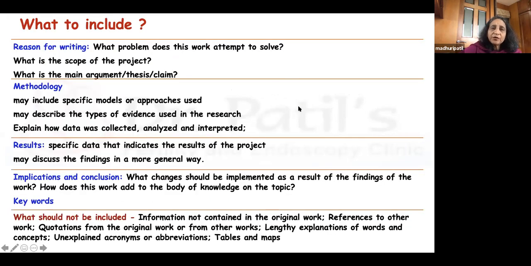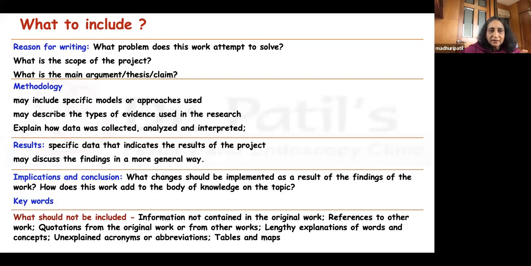So then what do you include in an abstract? One is the reason for writing, that is, what problem does this work attempt to solve? What is the scope of the project? What is the main argument or what you're going to be answering? Then we need to look at the methodology, which may include specific models or approaches used, may describe the type of evidence used in the research, and explain how data was collected, analyzed, and interpreted. The results have to have the specific data that indicates the results of the project and may discuss the findings in a more general way.